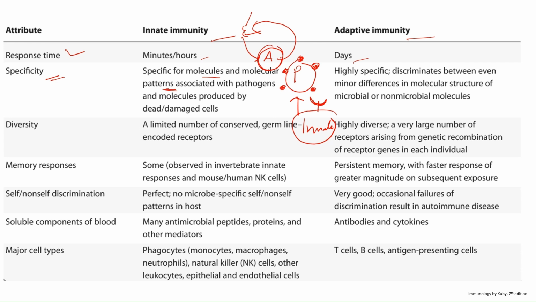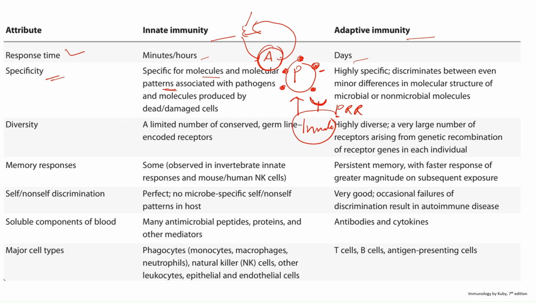In the innate immune system, the cells or the molecules have pattern recognition receptors, PRRs. These recognize the patterns that are present on the pathogens. That's how they recognize that this is a pathogen and not a self cell. So they are very specific for these patterns.